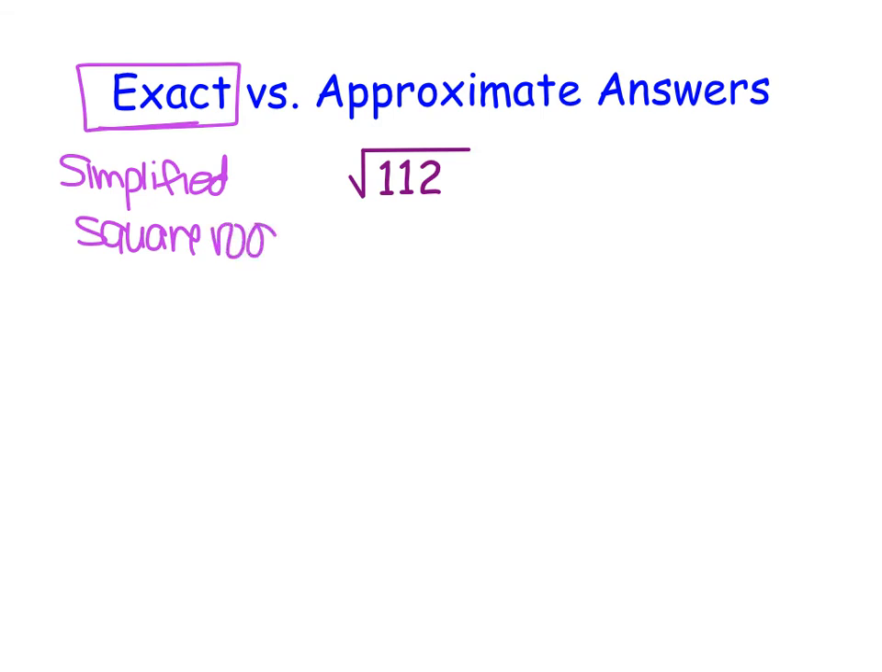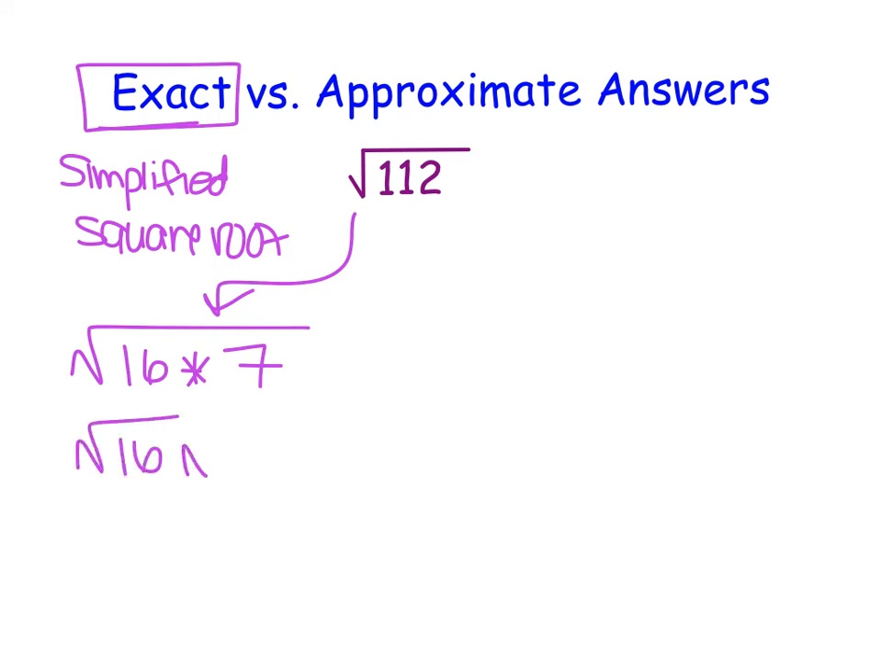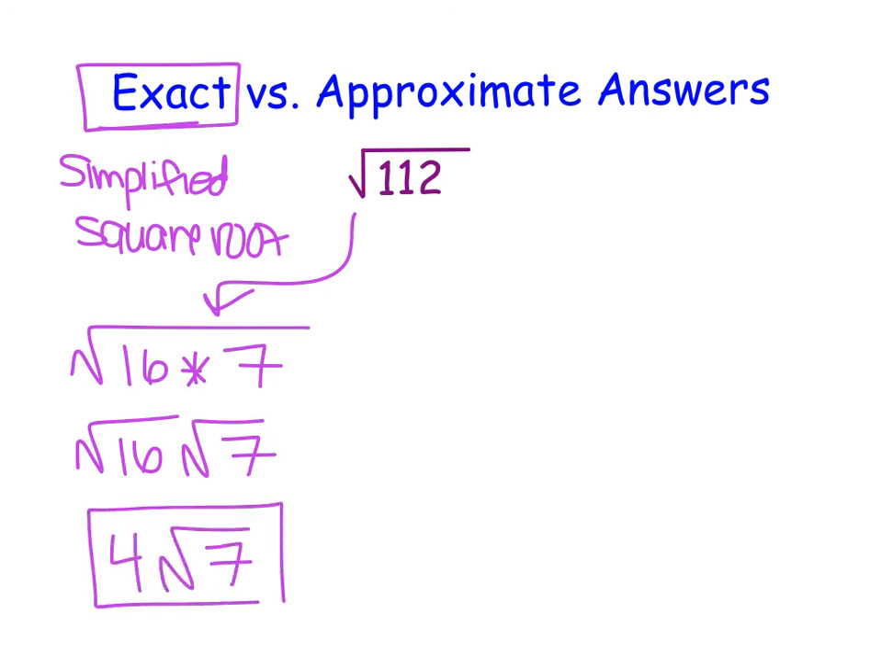So for example, with this particular problem, we have the square root of 112. Well, that can be broken up into 16 times 7 if I divide it by the perfect squares. And then from here I can break it up into the square root of 16 times the square root of 7. The square root of 16 is 4 with no root. So my exact answer here is a simplified square root. And the reason this is an exact answer is because we are doing no decimal rounding.